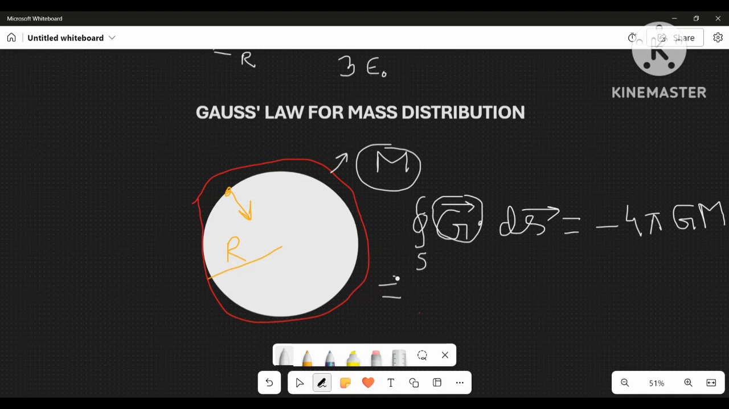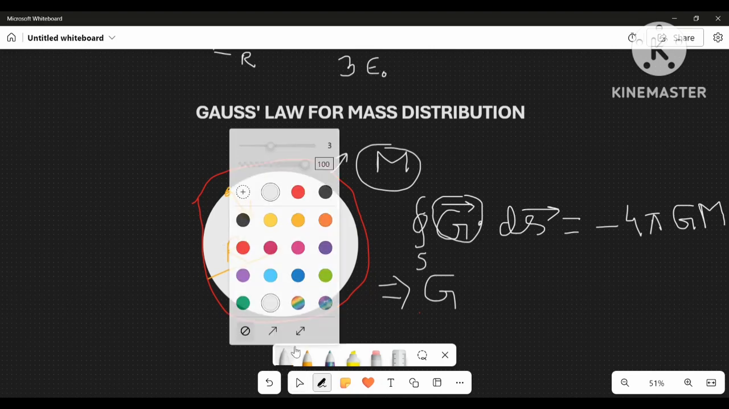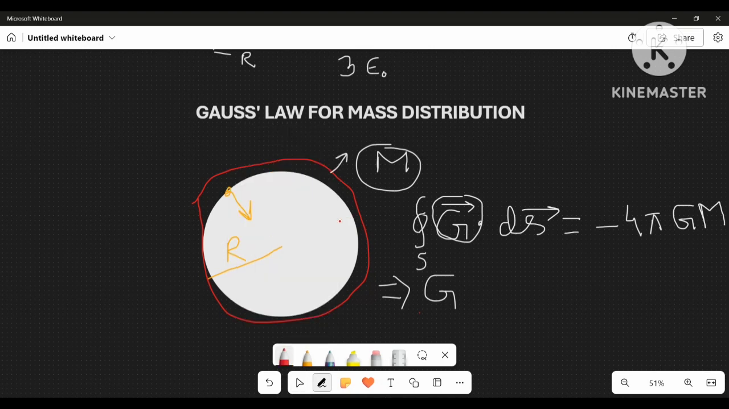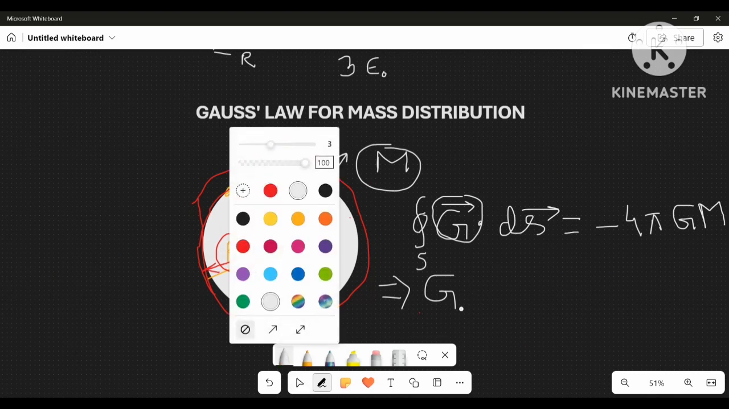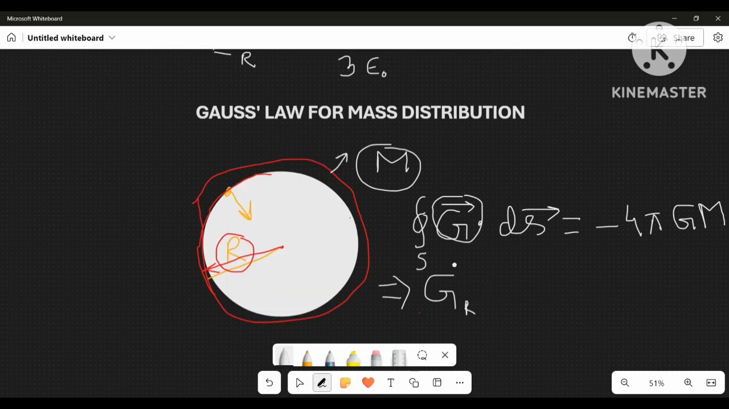It is written like this: it is a vector quantity times the differential area vector, that equals minus 4 pi Gm, where m is the total mass of the system enclosed by the Gaussian surface considered. Here it is the red sphere. It is enclosing this mass m, which is the total mass of the universe. And this g, so basically if I work out, it becomes g.